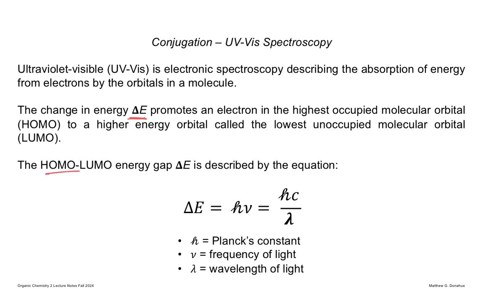The HOMO-LUMO gap, delta E, is described by this equation. Delta E equals Planck's constant times the frequency of light. Then you can do these substitutions from physics, where now you're accounting for the speed of light, and lambda is the wavelength of the light, typically in nanometers.